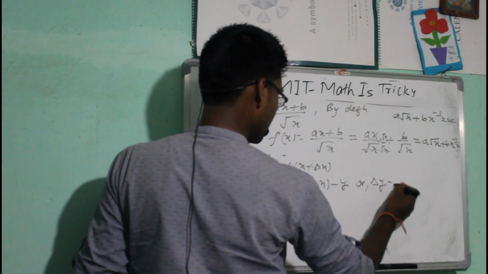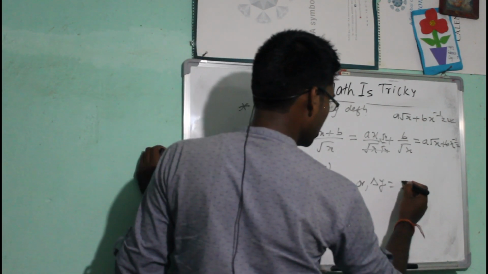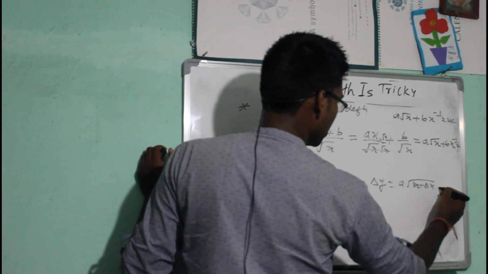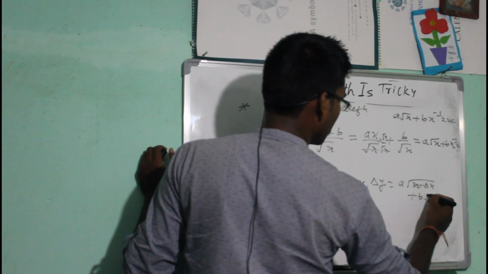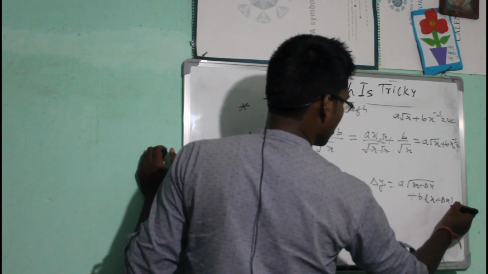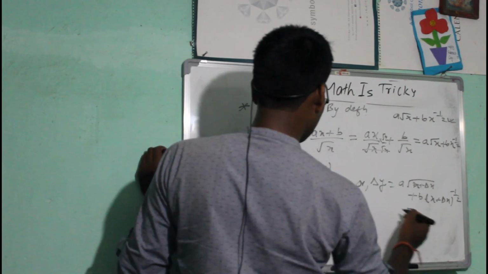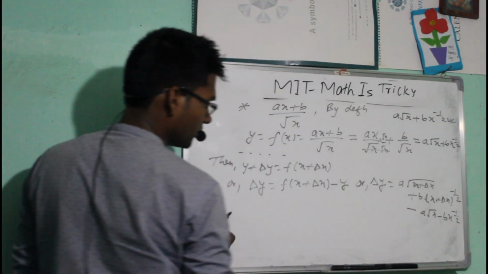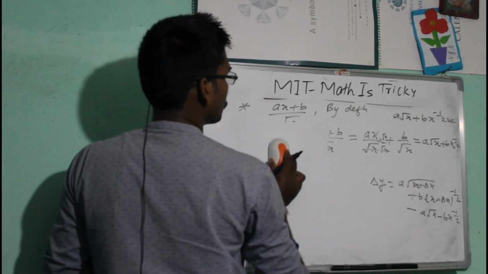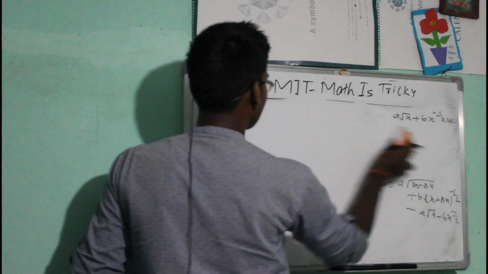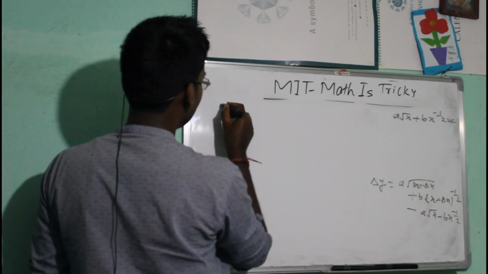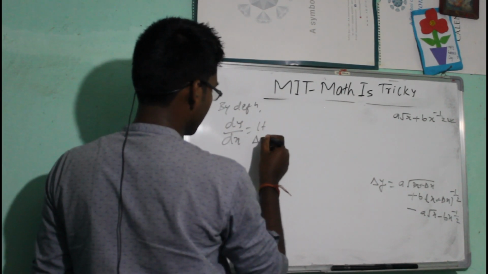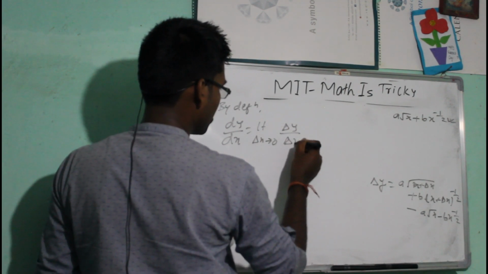So delta y equals a√(x plus delta x) plus b(x plus delta x)^(-1/2) minus a√x minus b x^(-1/2). So this is our value of delta y. Now by definition, dy/dx equals the limit as delta x tends to 0 of delta y by delta x. Let's substitute the values.